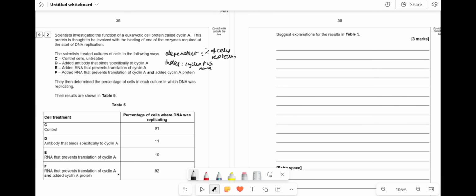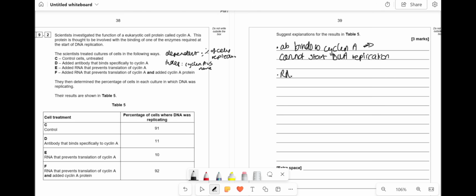So then it says, suggest explanations for the results in table 5. So off the bat, we can say that the antibody, I'm going to write AB for short, binds to cyclin A, so it cannot contribute or initiate DNA replication. That explains why it's down.